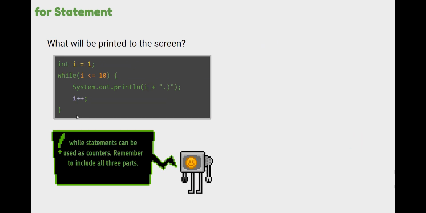So here we see the example of using a while statement as a loop. We have our three parts. We have our iterator variable I. We're setting it to 1. We're looping while I is less than or equal to 10. And then we have our update statement where we have I++. So go ahead and take a moment and see if you can figure out what will be printed to the screen.